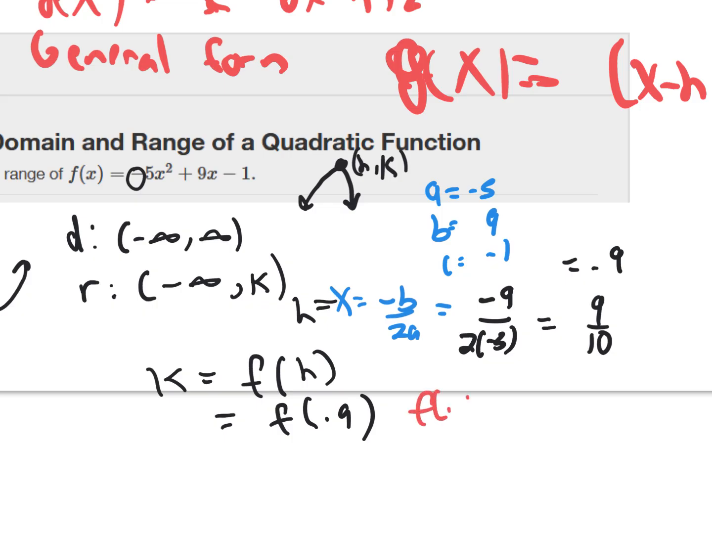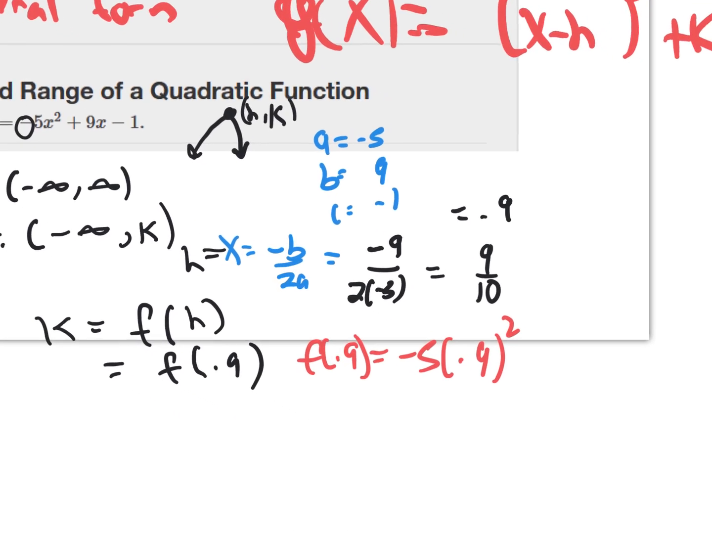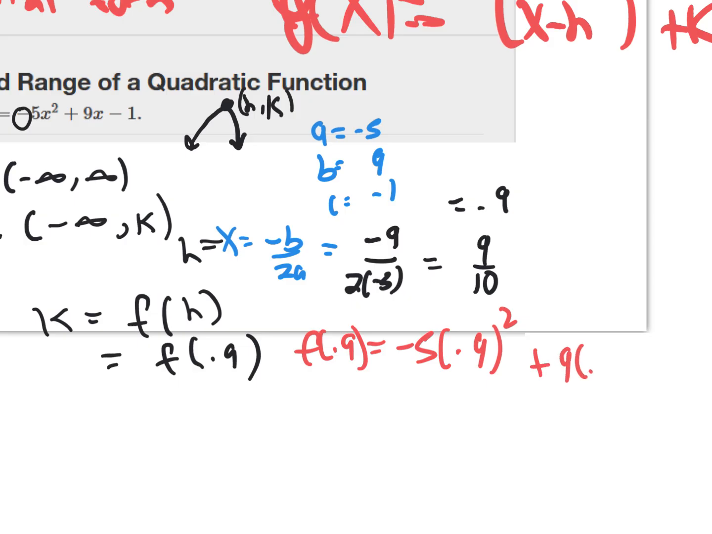F of 0.9 must be negative 5 times 0.9 squared plus 9 times 0.9 minus 1. You might want to use a calculator, because I have a feeling a lot of you guys will have trouble with 0.9 squared. But 9 times 9 is 81, and it has to have 2 decimals, because 0.9 has a decimal, the other 0.9 has a decimal, that's 2 decimals.